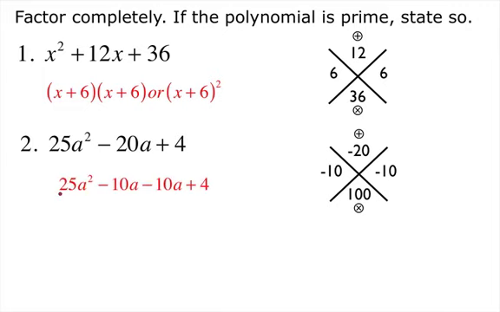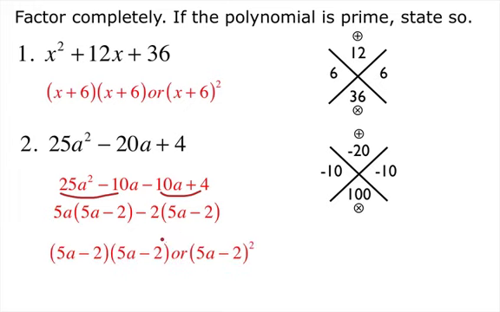And then at this point, grouping: group the first two, group the next two. The common factor out of the first group is 5a, out of the next two is negative 2. You have done this in the past. You pull out the 5a minus 2 out of the two terms, and you end up with 5a minus 2 times 5a minus 2. Or you can express the answer as 5a minus 2 squared. Let's go to the next slide.